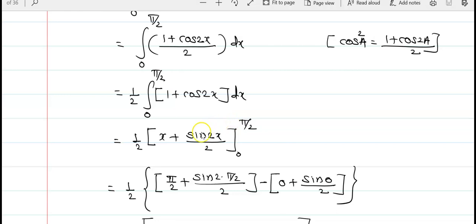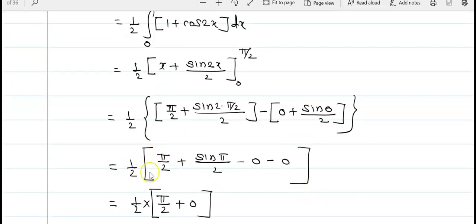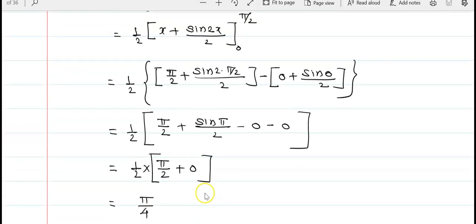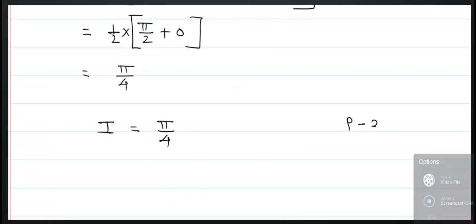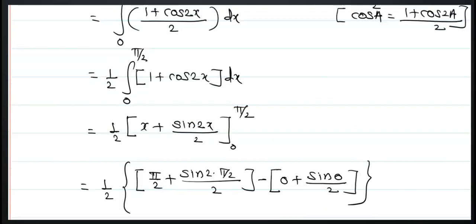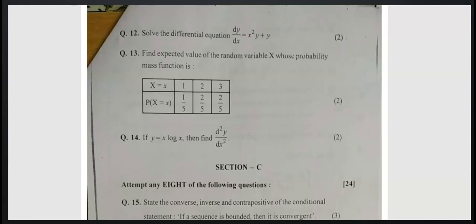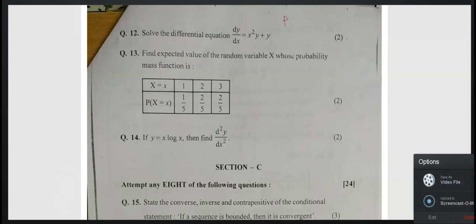Substitute the value of the upper limit pi by 2 minus the lower limit. Then you will get 1 upon 2 in bracket pi by 2 plus sine of pi, minus 0, and sine of pi is 0. Therefore, 1 upon 2 in bracket pi by 2 plus 0, and overall you will get pi by 4. It is on page number 200. Solve the question.